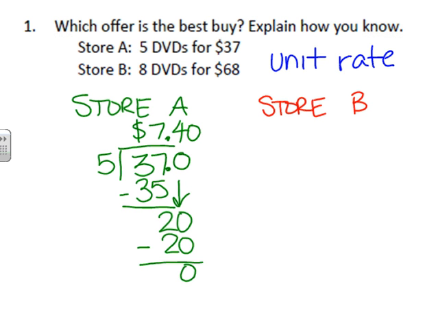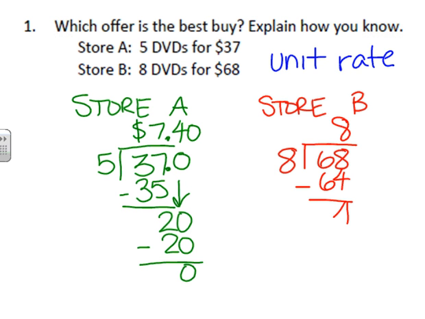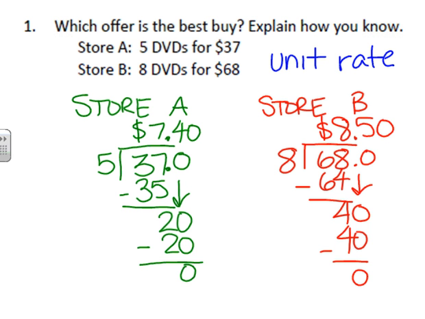At Store B, I can calculate the unit rate by dividing 68 divided by 8. 8 goes into 68 8 times. And then I need a decimal point, so I can bring down a 0. And 8 goes into 40 5 times. Just like before, I can put a dollar sign and a 0 to show that it's $8.50.